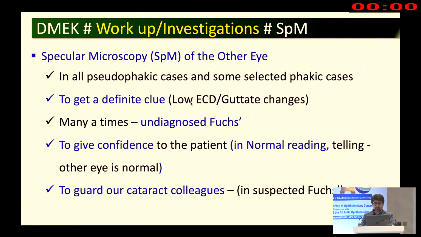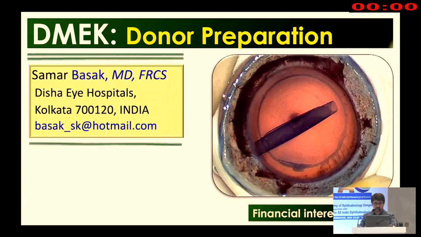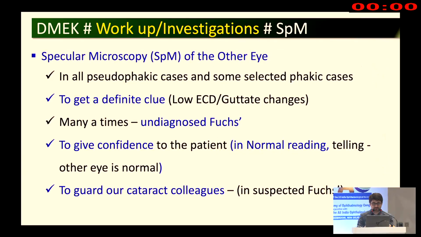The other workup part would be specular microscopy of the other eye, just to have a supportive diagnosis of undiagnosed Fuchs versus a normal-looking eye. And with that, I end my talk. Thank you very much.